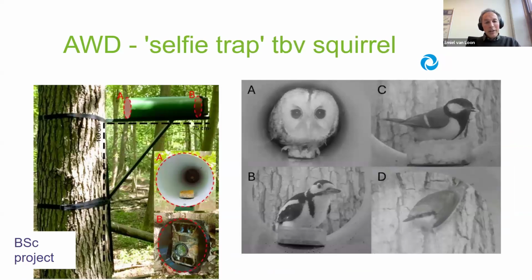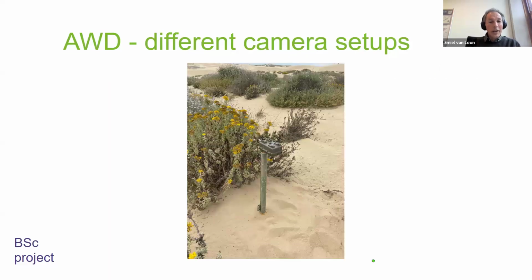Also, we have tried different setups of the cameras, like this one, which we call a selfie trap for arboreal species, like these woodland birds, but also especially the squirrel was a target species. It started to visit these camera traps recently, and we will compare them with other setups and acoustic monitoring to see what the different devices monitor and how they complement each other. Let's move on to another.